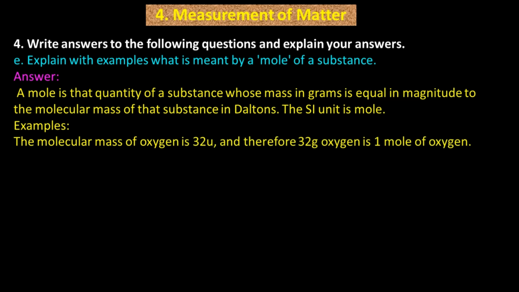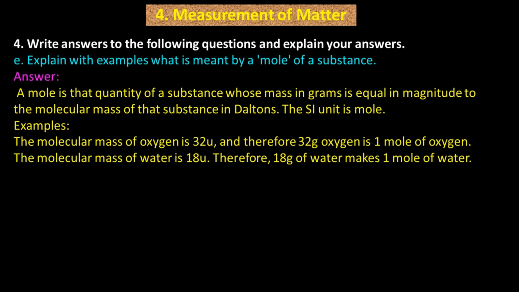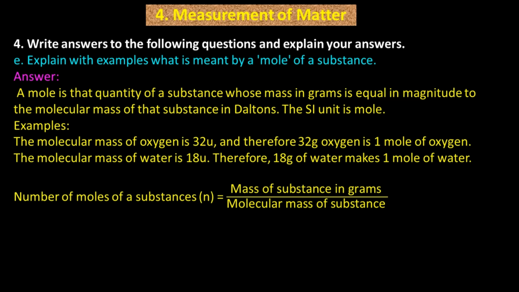Examples. The molecular mass of oxygen is 32 U, and therefore 32 gram oxygen is 1 mole of oxygen. The molecular mass of water is 18 Dalton, therefore 18 gram of water makes 1 mole of water. The number of moles of a substance, N, is equal to mass of substance in grams upon molecular mass of substance.